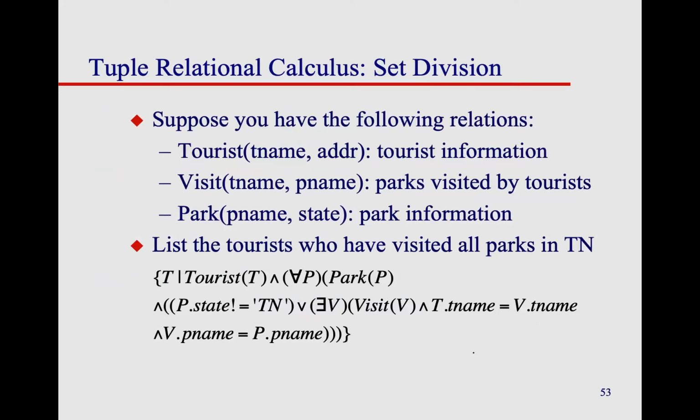Okay, set division, a little more interesting. So I'm assuming this is our park example, where I want to list the tourists who have visited all parks in Tennessee. And I assume I have a tourist relation with tourist information, the tourist name and their address, and a park relation with information about each park.